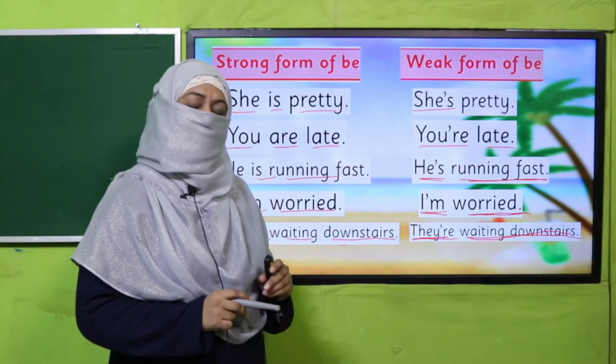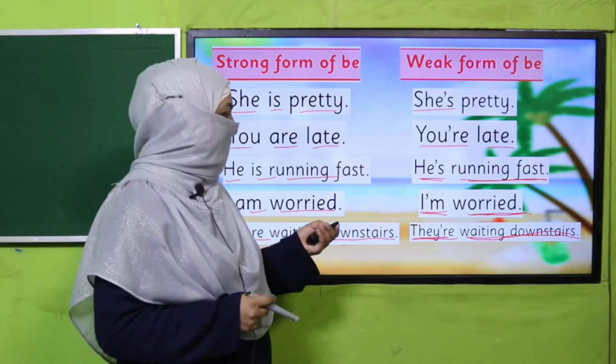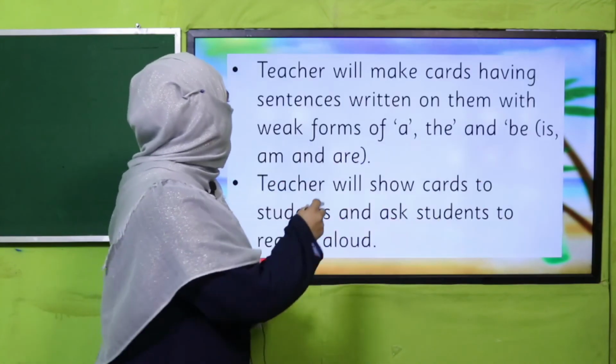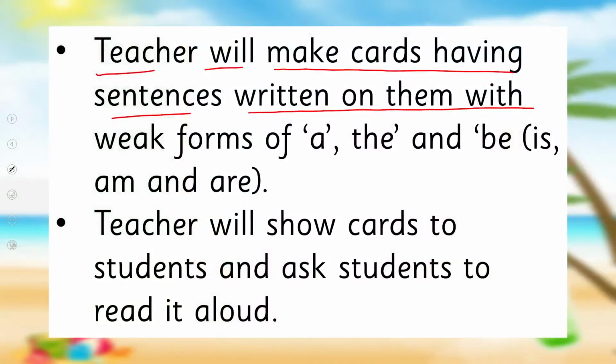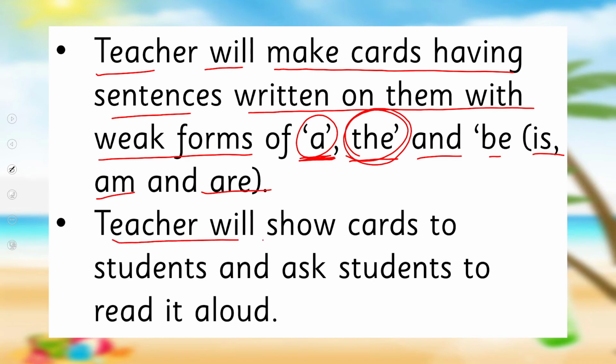Do you understand? So let's practice it. We are going to practice it further through an activity. What are we going to do? Your teacher will make cards having sentences written on them with weak forms of A, the, and is, am, are. The teacher will show cards to students and ask students to read them aloud. And be careful, students, you have to pronounce weak forms correctly. So pause the video, enjoy the activity and then come back.